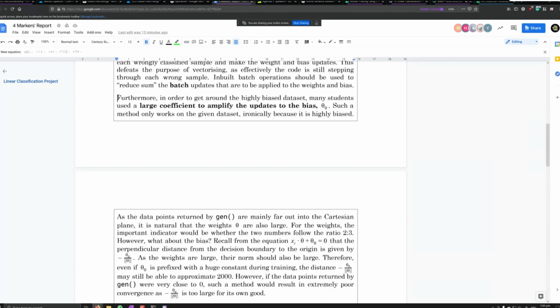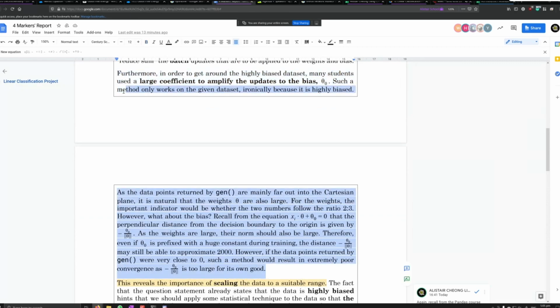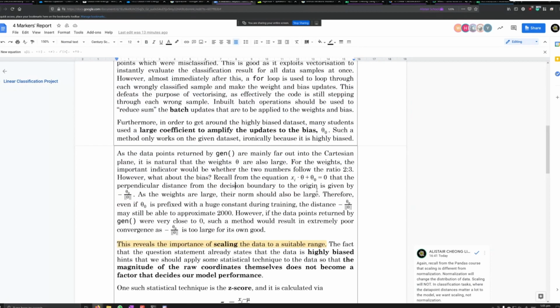So basically, remember this is our plane equation, right? If we move the theta naught to the other side of the equation and divide by the norm of theta, then we get the perpendicular distance from the boundary to the origin. You agree? Negative theta naught divided by norm of theta, right?